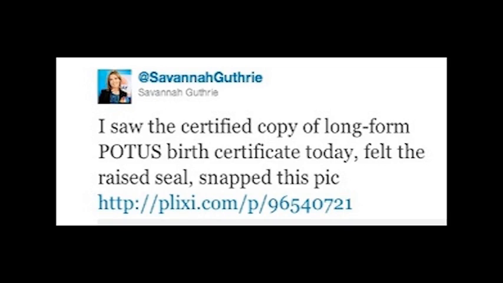Miss Guthrie also sent out a tweet boasting that she had felt the raised seal and had snapped a picture of the certified copy of Barack Obama's long-form birth certificate. This is the picture that Miss Guthrie took of the full document. It is very important to note that the certified copy Miss Guthrie photographed is also the same certified copy that was used to make the scanned image posted at whitehouse.gov.